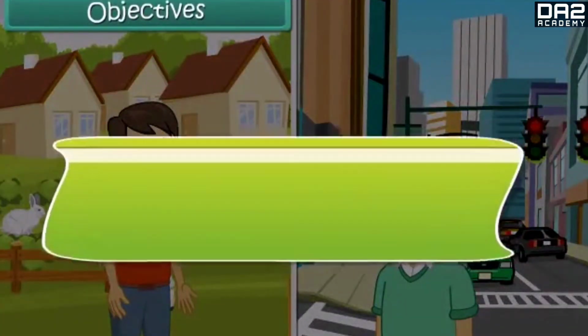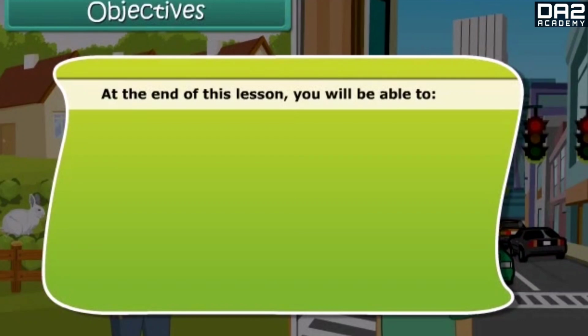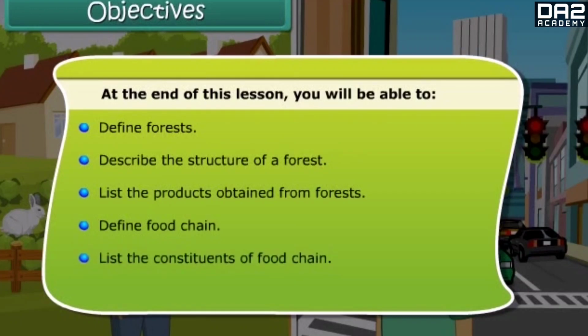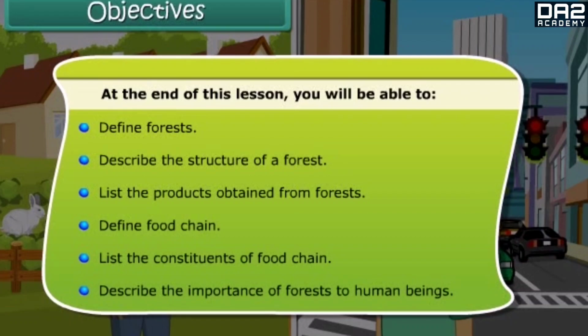Objectives. At the end of this lesson, you'll be able to define forests, describe the structure of a forest, list the products obtained from forests, define food chain, list the constituents of food chain, and describe the importance of forests to human beings.